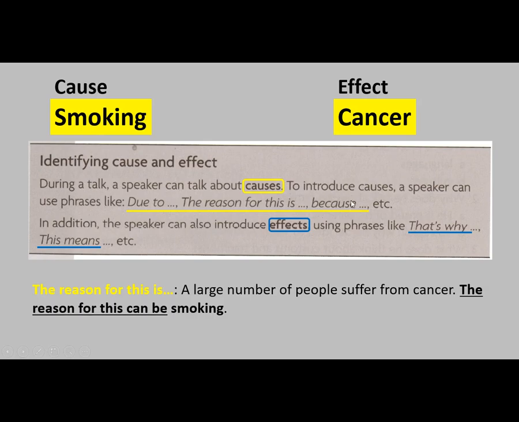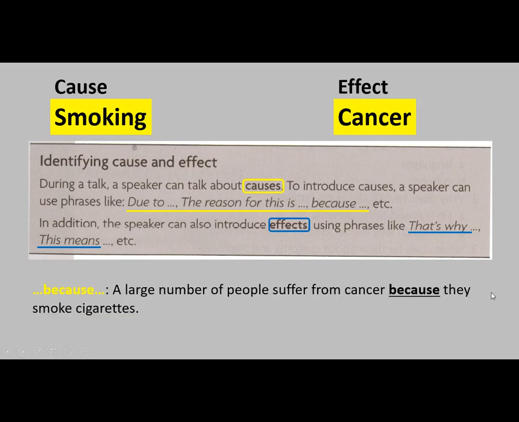Another example is with because. So let's check this one. How to use because. A large number of people suffer from cancer. A large number of people suffer from cancer because they smoke cigarettes. So in this example, smoking cigarettes can be a cause.